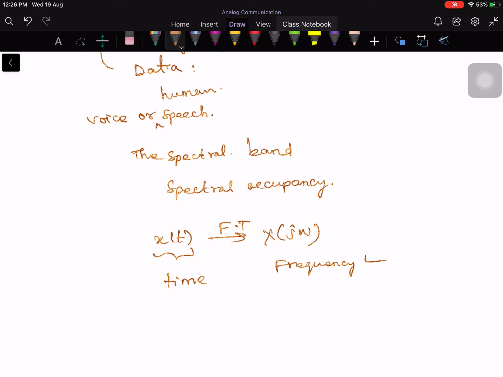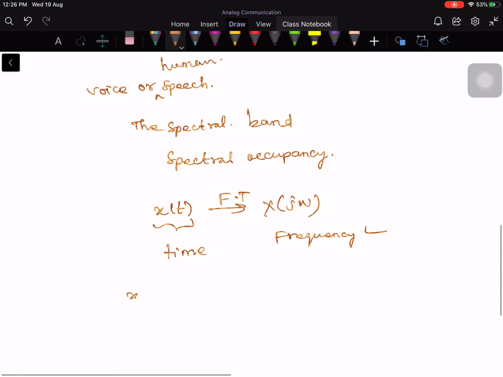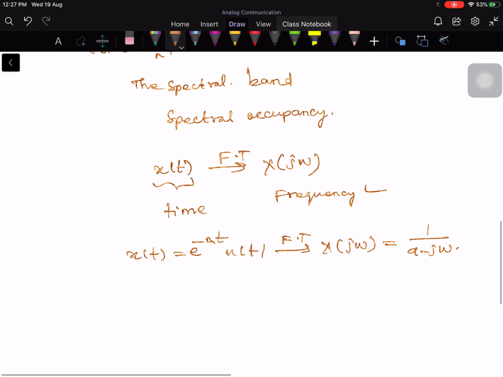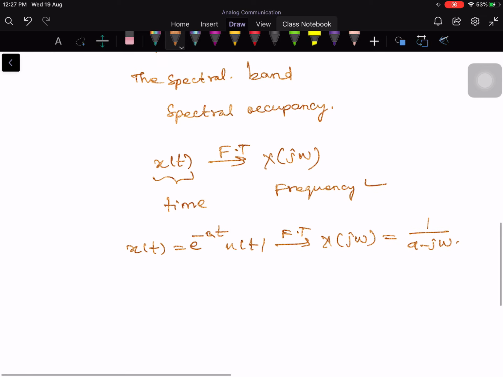Suppose you take a time domain deterministic signal, let's say x of t is equal to e to the minus at times u of t. If you take the Fourier transform, then your transformed domain, the frequency domain, is going to be 1 by a minus j omega. Okay, therefore its spectrum is just the Fourier transform of the signal.